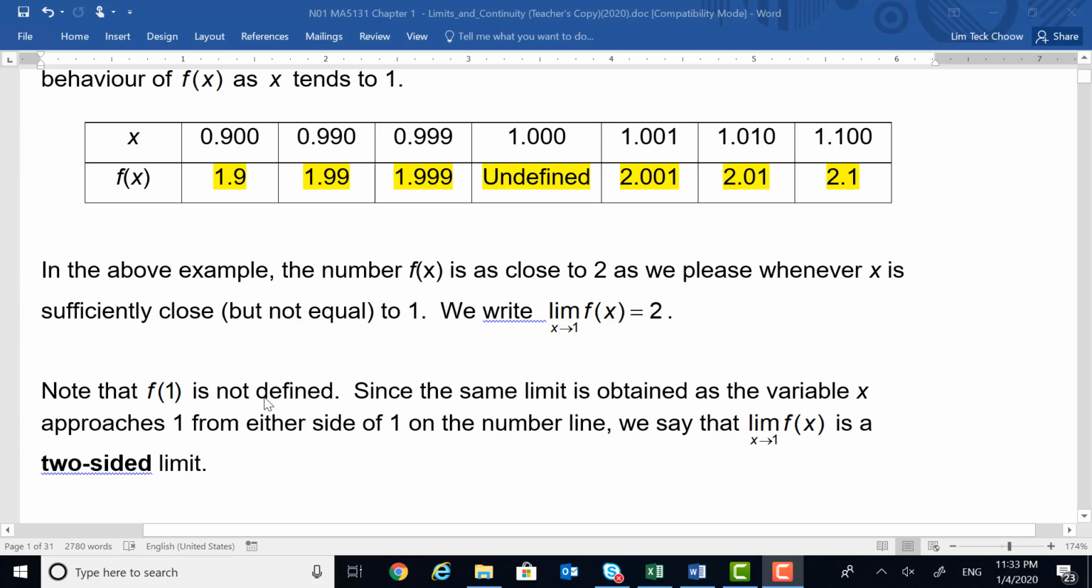Okay, so even when the function is not defined at 1, we can still study how it behaves very near to 1 and come to a conclusion that the function goes very close to, say, the number 2. In this particular example, because this statement is true both when x approaches 1 from the left and when x approaches 1 from the right, we say that this limit is a so-called two-sided limit.